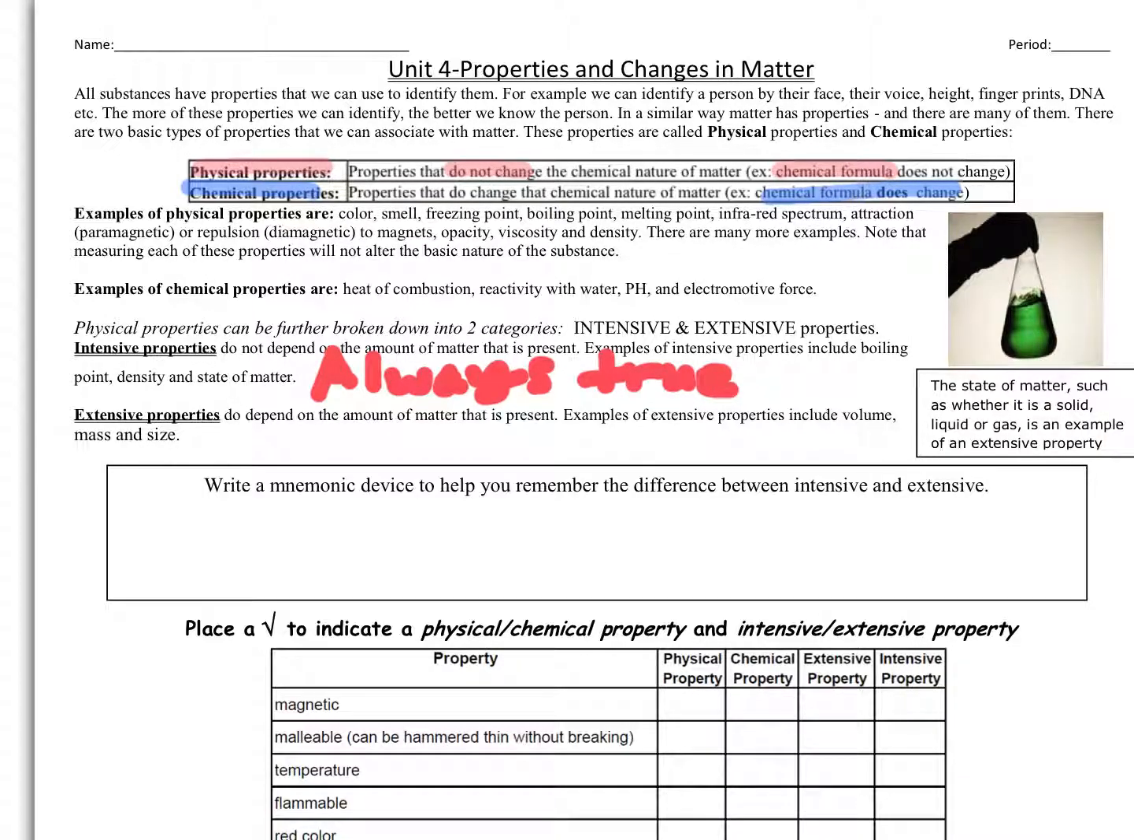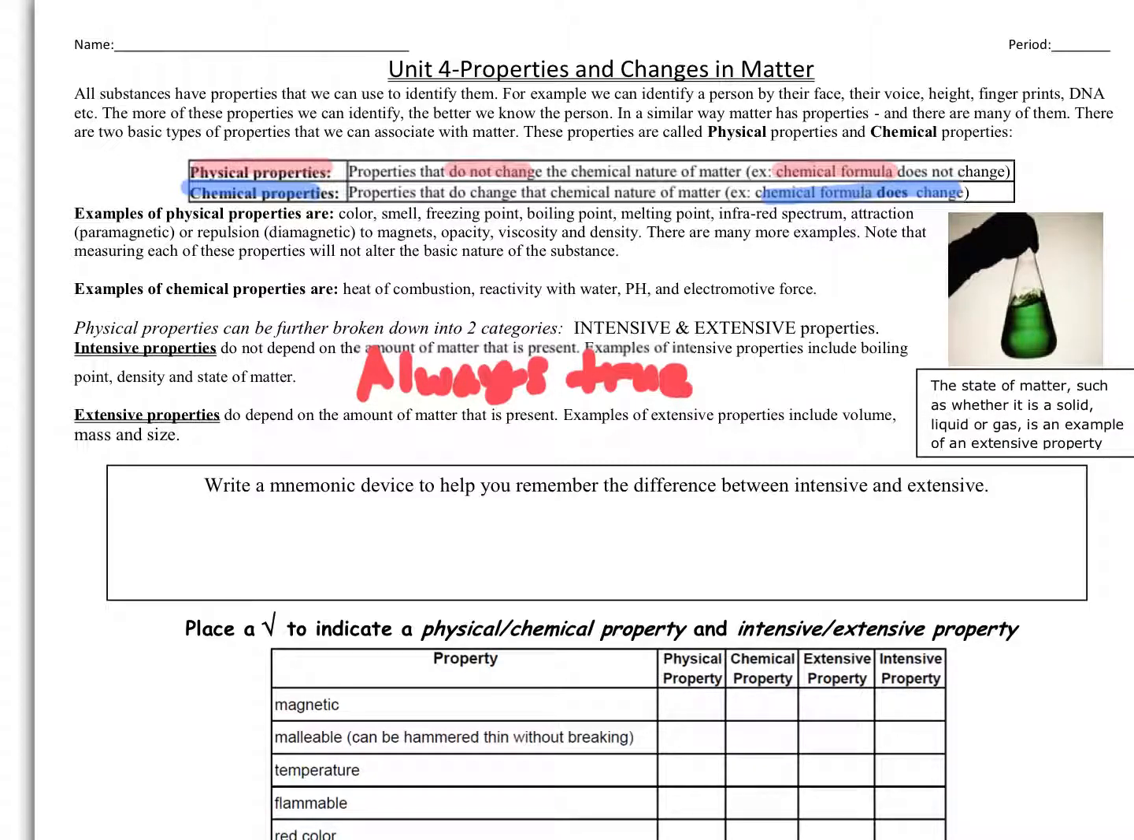Whereas an extensive property does depend on the amount of matter present. For example, water boils at 100 degrees Celsius at 1 atm. Always true. It doesn't matter if we have one drop or a lake full of water. If we get it up to 100 degrees Celsius, it will boil. However, if I say that water is 10 milliliters, well, that's only true for the current amount I have. Water isn't always 10 milliliters, just at this current moment it is.